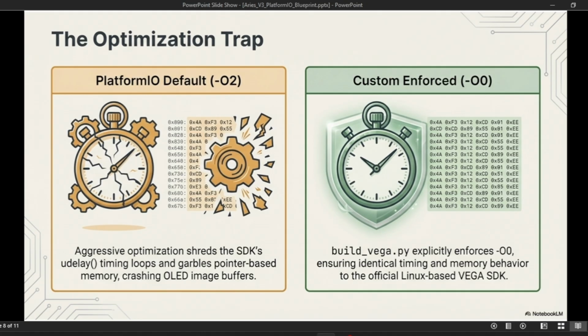As previously said, the default optimization O2 aggressively optimizes the code. So this is why optimization is forced to no optimization. This is why the compiler flag is set to O0.